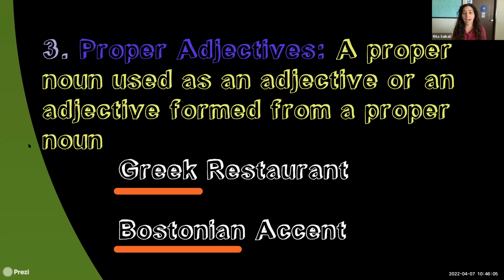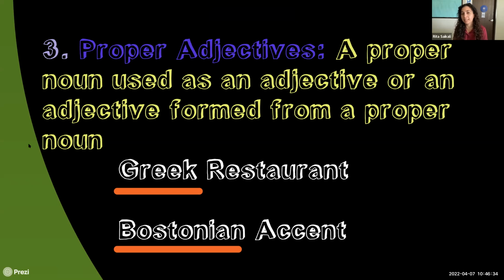All right, then we have proper adjectives. A proper adjective is a proper noun used as an adjective or an adjective formed from a proper noun. For example, Greek restaurant. Greek, we know that Greek is a proper noun. And can anyone tell me what's a proper noun? Restaurant is a noun, but it's a common noun. Does anyone know what a proper noun is? It's okay if no, you can say no.